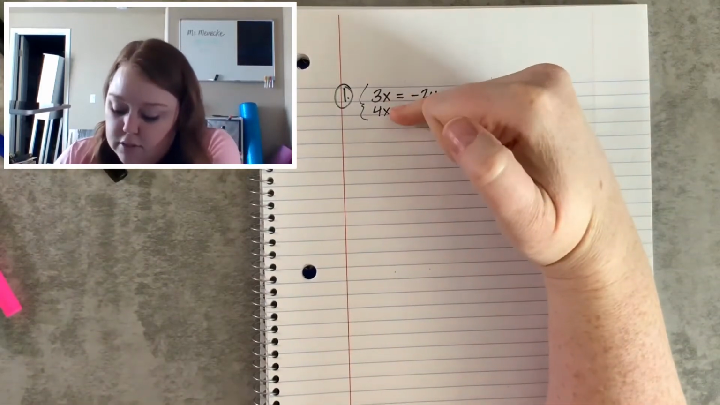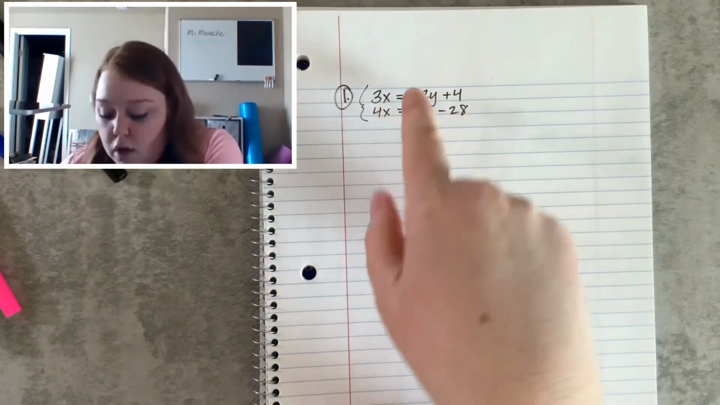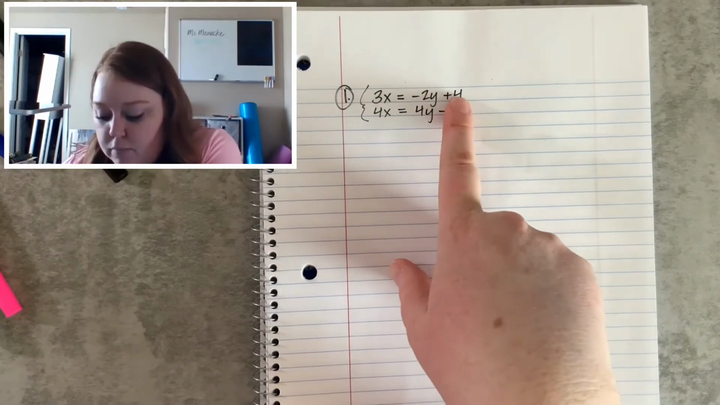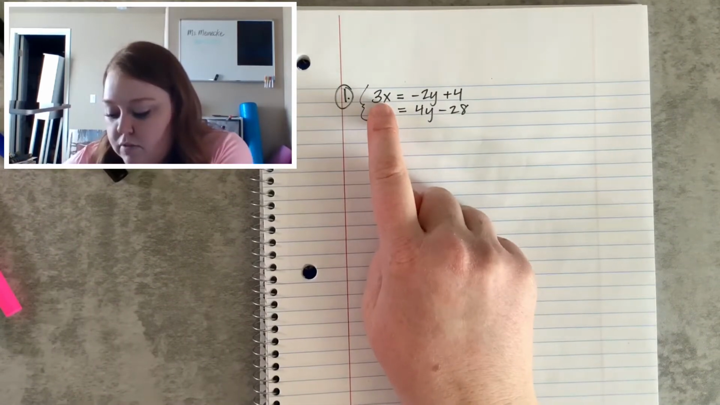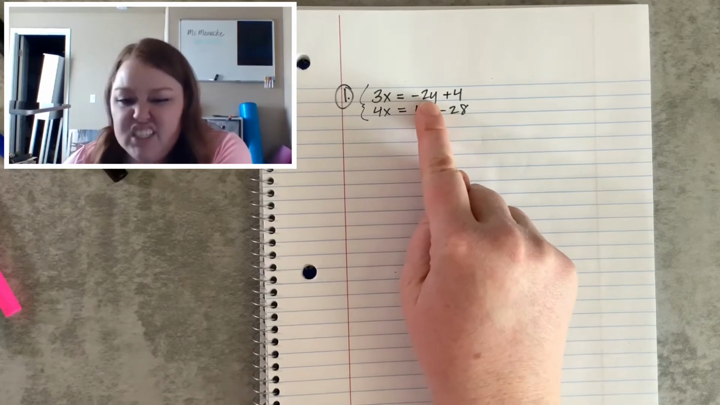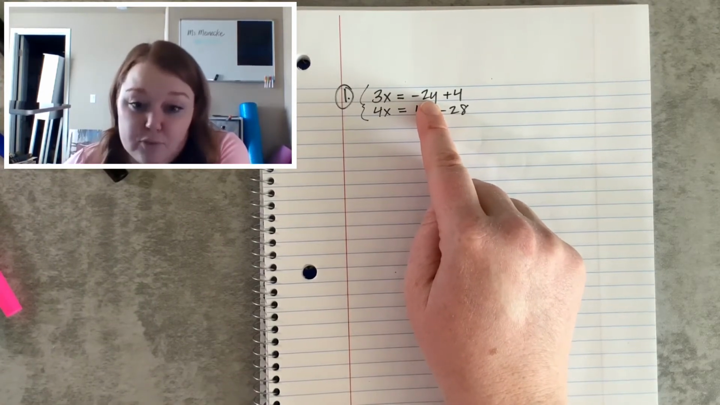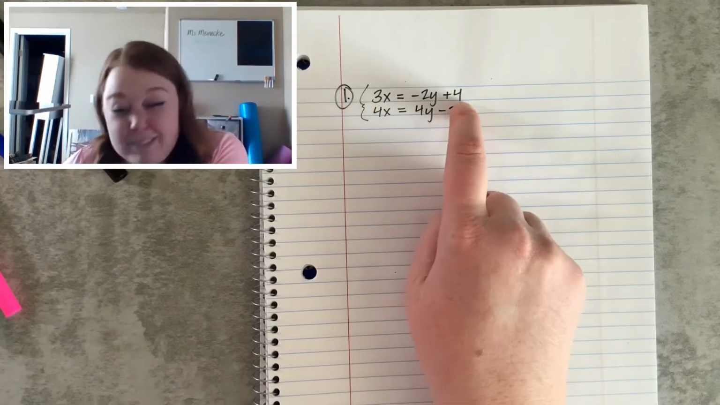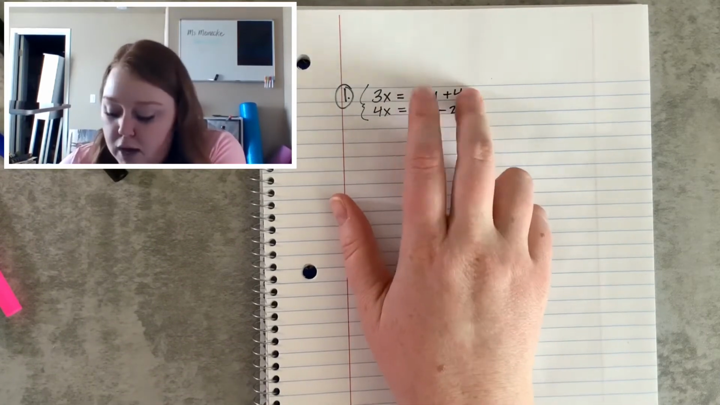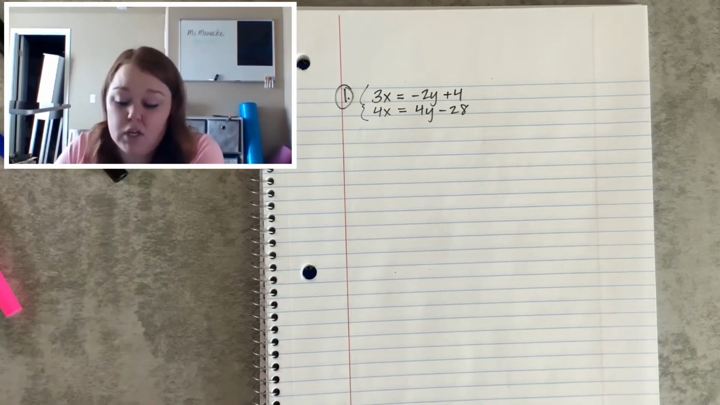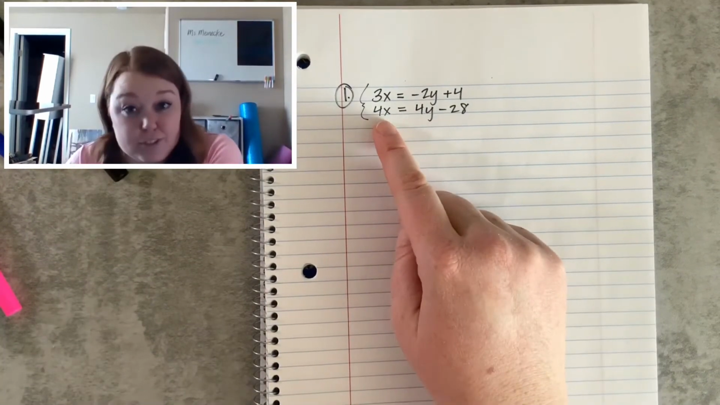We see how these x's are almost by themselves. All we would have to do in this first equation is divide everything by 3. But one thing I notice is if I divide everything by 3, negative 2 divided by 3 is not a whole number. I'm going to be dealing with fractions. 4 divided by 3, not a whole number. I would be dealing with fractions. If you're okay with that, then whatever. But I'm going to hope that this one's nicer to us.